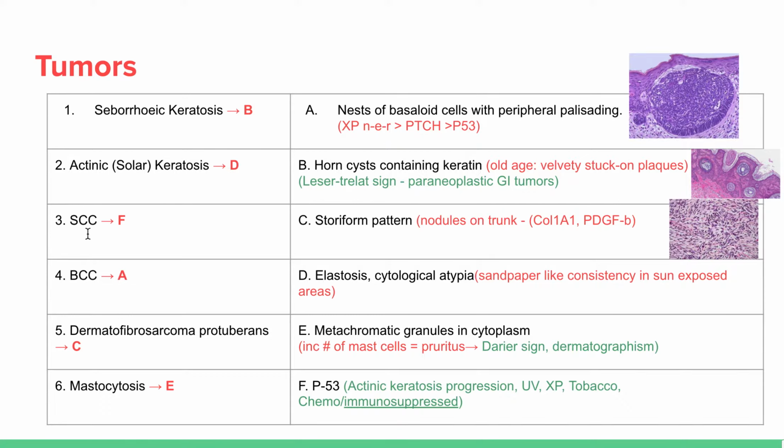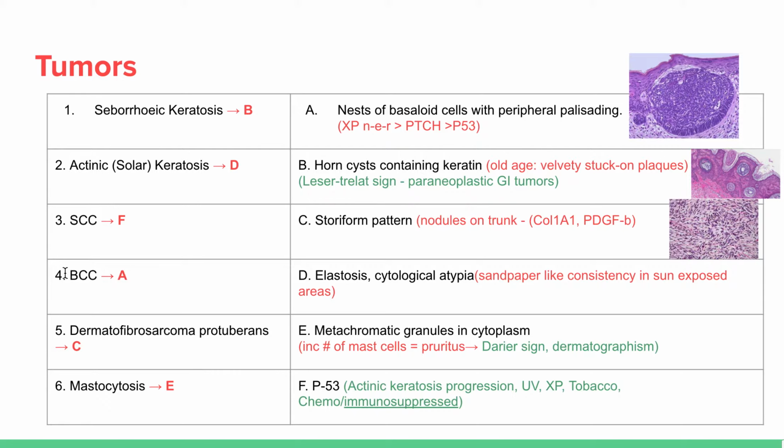Number 3 is our squamous cell carcinoma. This has to do with our p53 mutation. And who are some people who can develop squamous cell carcinoma of the skin? People with actinic keratosis. So actually actinic solar keratosis can progress to a squamous cell carcinoma. Other UV radiation, kids or people with xeroderma pigmentosum, tobacco use, and very importantly, people undergoing chemo or immunosuppressed are also prone to developing squamous cell carcinoma of the skin.